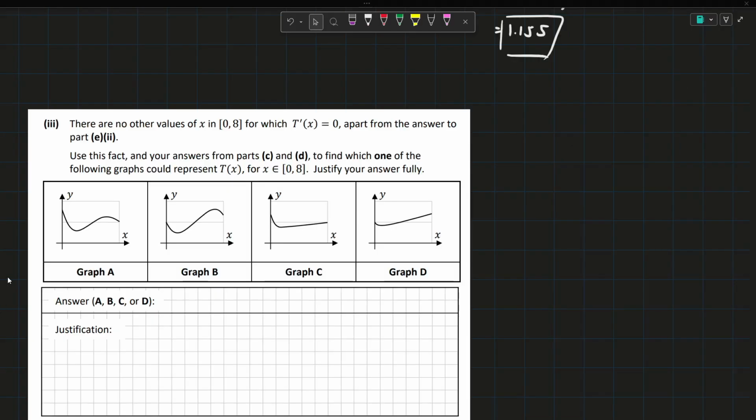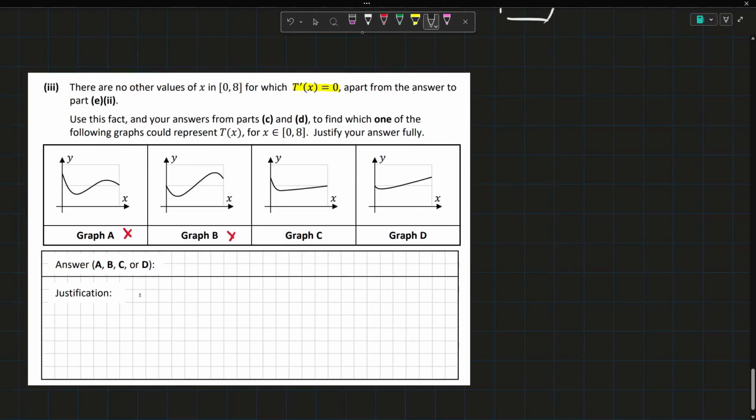So then we're given some graphs and some information. We're told that there are no other values of x for which T prime of x equals 0. So that means there's no other maximum or minimum. That immediately excludes A and B. So first of all, we can say, justification: it's not A or B because there's only one x for which T prime of x equals 0.